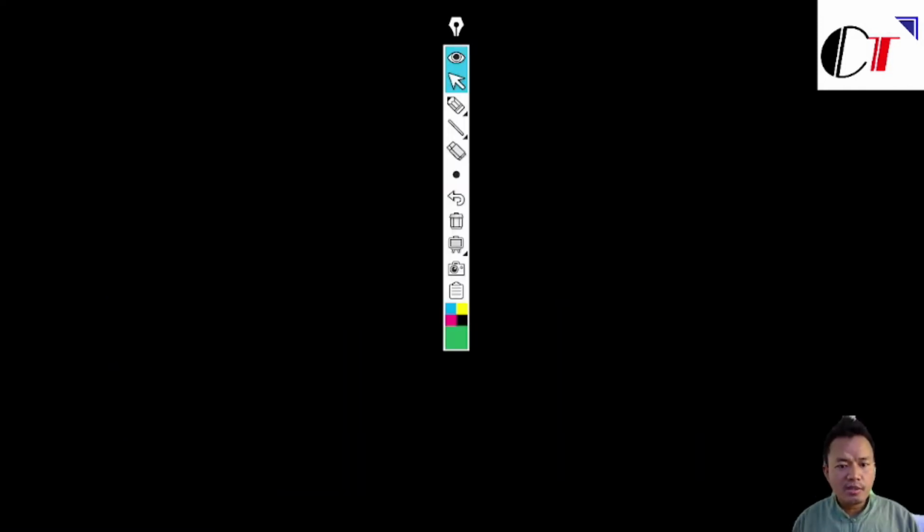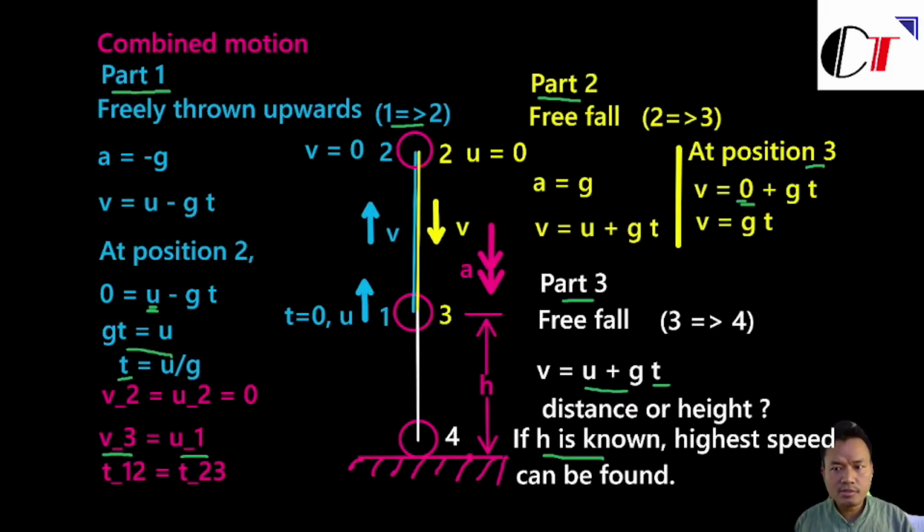Okay, now let's look at the combined motion. You have your object, and you throw it against the pull of gravity, vertically upwards. When it reaches the maximum height, there will be no kinetic energy, and then the particle falls freely to the ground. We will look at that combined motion. The way we look at this problem is as a combined motion, and you will find it a lot easier to look at it like that.